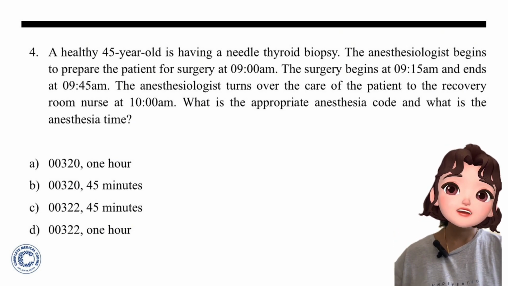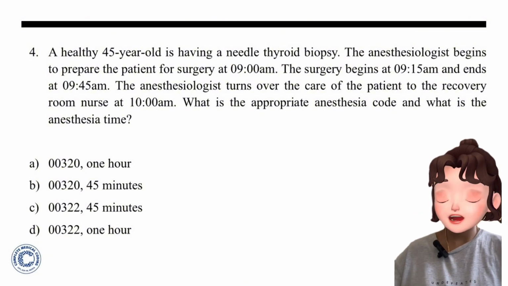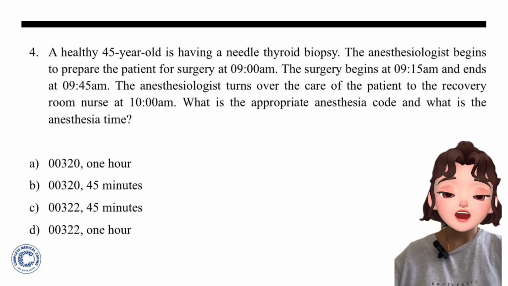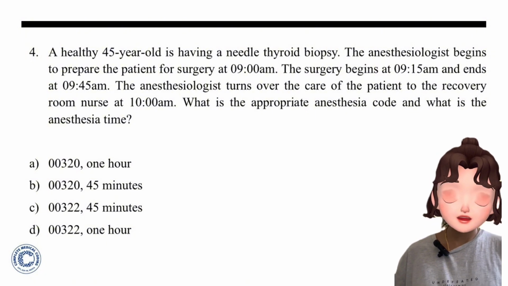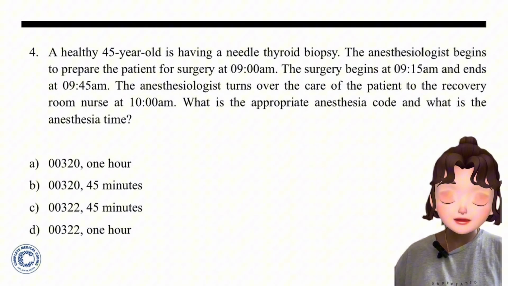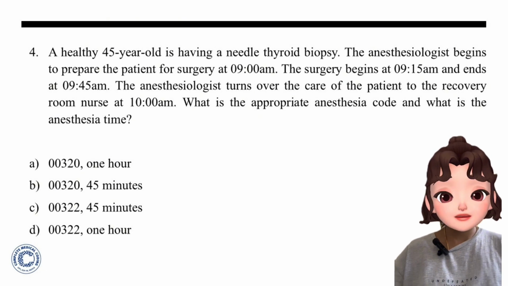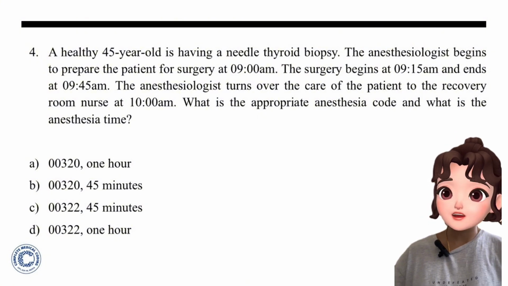Moving to the options, only 2 codes are there. Let's find out the anesthesia code first. Then I'll tell you the guideline for how to calculate the anesthesia time. So what is the anesthesia code? It should be either 00320 or 00322. What is 00320? Anesthesia for all procedures on esophagus, thyroid, larynx, trachea, and lymphatic system, age 1 year or older.